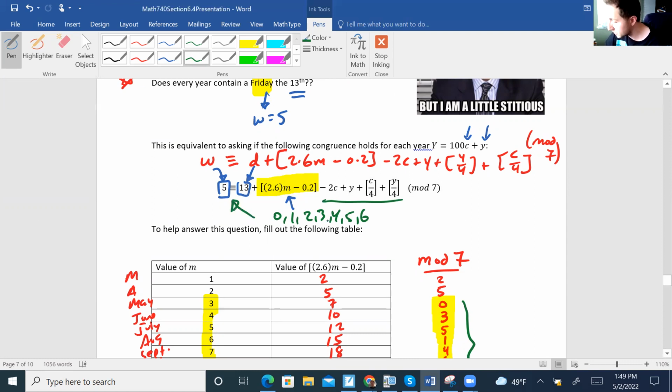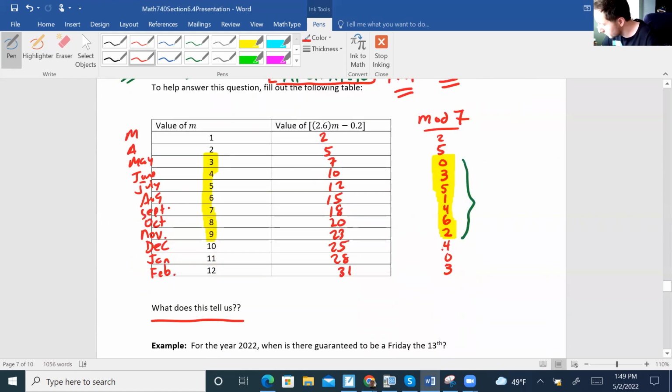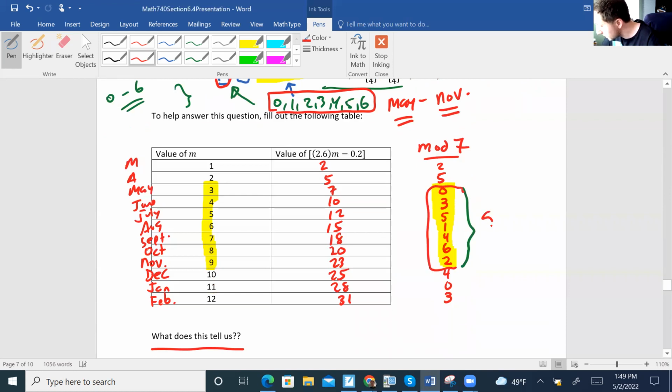If I put in 0 through 6 here, all numbers 0 through 6 are going to be guaranteed to pop out here at some point. So the interesting thing is, because all 6 of those numbers pop up from May through November, 5 is guaranteed to be an output for one of those months, meaning there's going to be a Friday the 13th guaranteed every year, some month between May and November. Maybe more than once. This portion here guarantees it happens, so I'm going to put guaranteed. Guaranteed May through November.